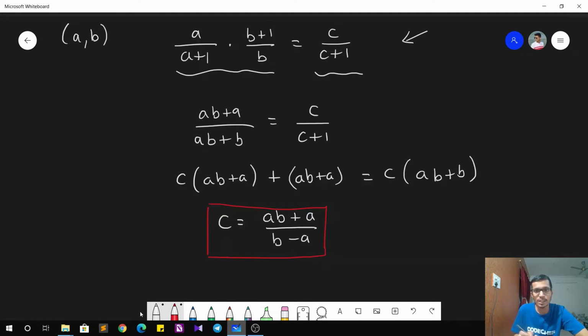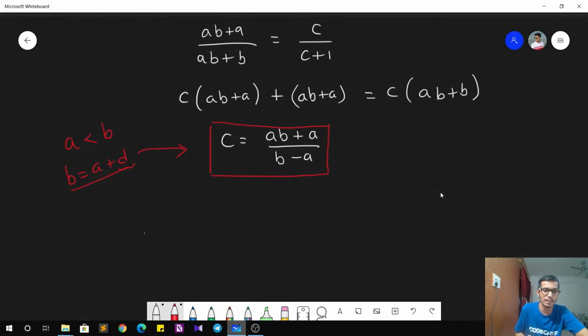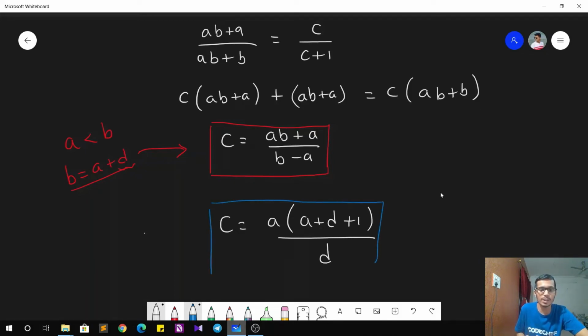But wait, we just now saw that for all the possible pairs a comma b, the condition a less than b always holds true. It means that we can write b as a plus d, where d is some positive integer, right? Because a and b are also integers, so we can definitely write b as a plus d. So if we substitute this into this equation, the new equation would look like c is equal to a into a plus d plus 1 divided by d. So this right here is the new equation of c in terms of a and d.